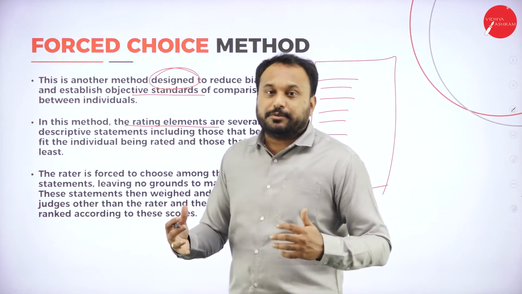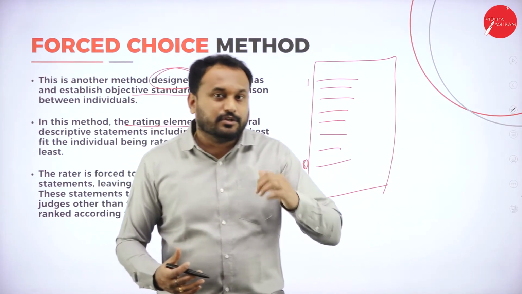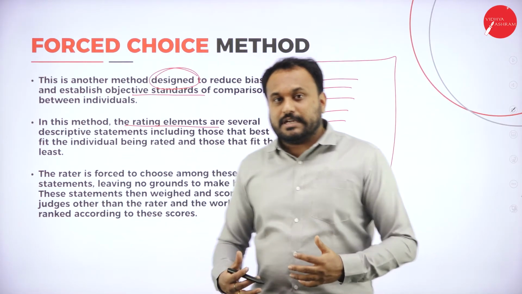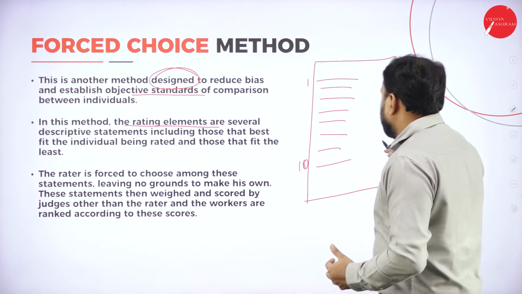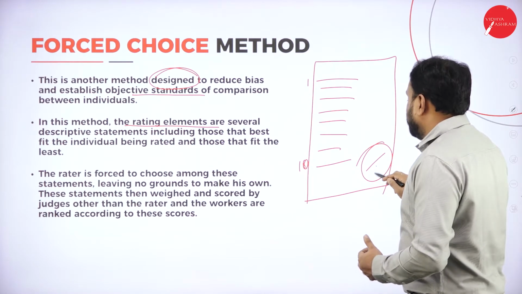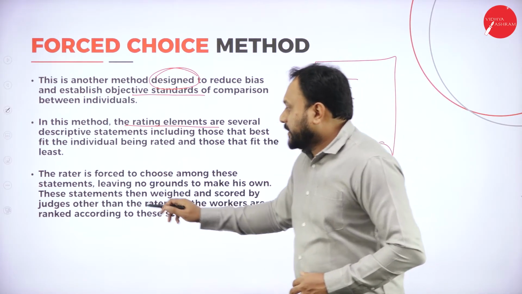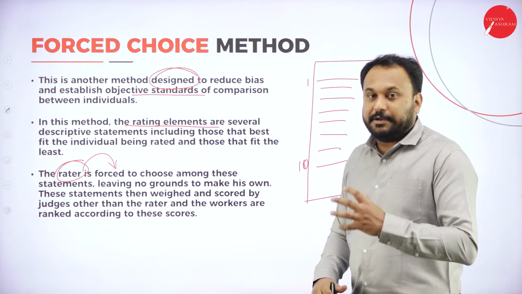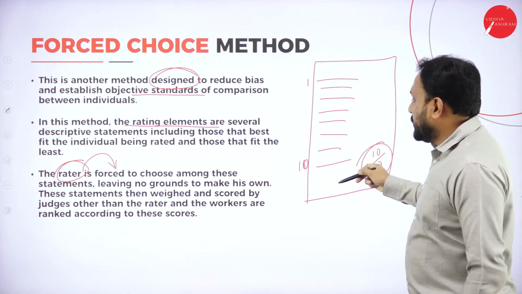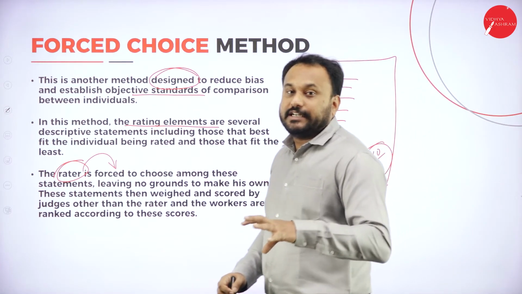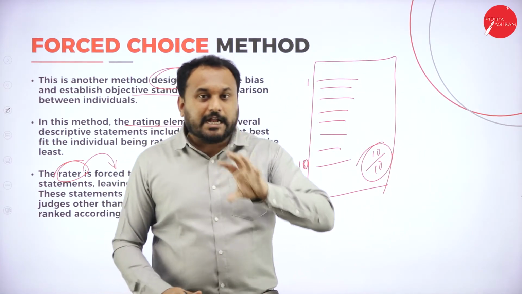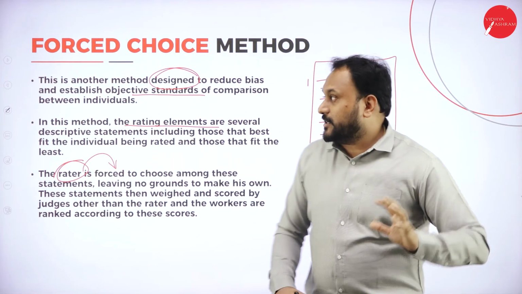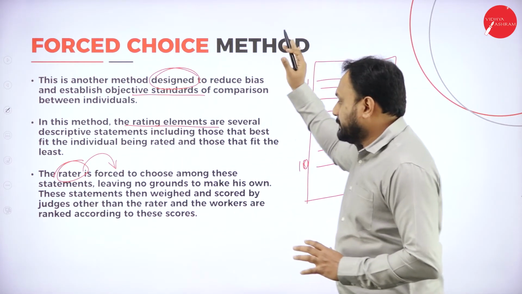In the forced distribution method, everybody should perform well. If you will not perform well, you will be fired. If you perform well, you will get more incentives. But who will rate this? Somebody else would rate them out of 10. The rater is forced to choose among these statements. Only these statements were supposed to be taken into consideration, and only on that basis the rater will go with a choice. That is why it is called the forced choice method.